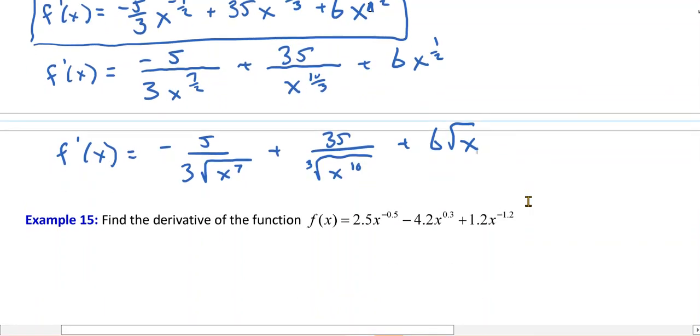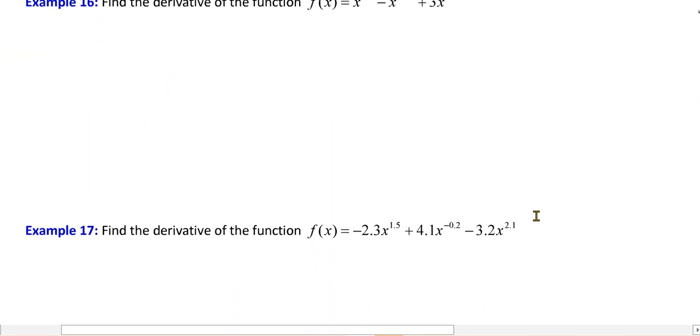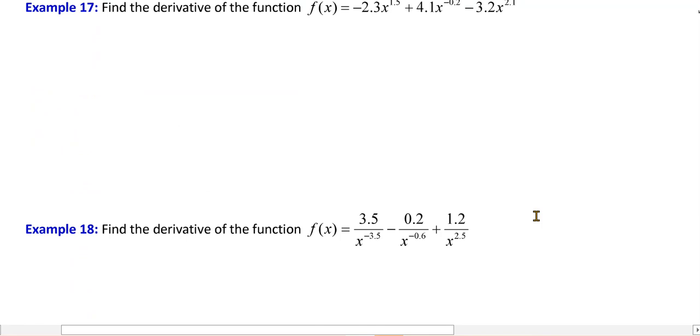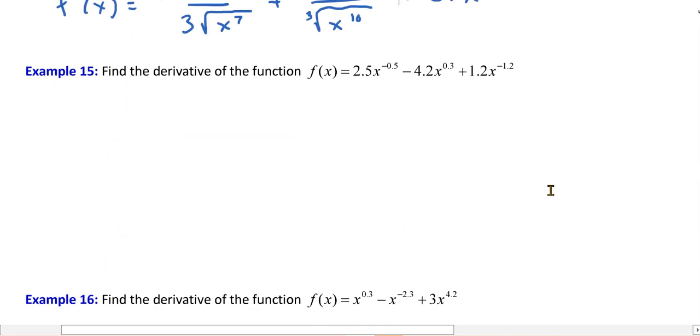Okay, the next three problems deal with negative exponents and decimals. And so you're probably going to want to use a calculator to do some of these. You can use Desmos. That's always a handy calculator to use. Or you could use your cell phone calculator, whatever is easiest for you.